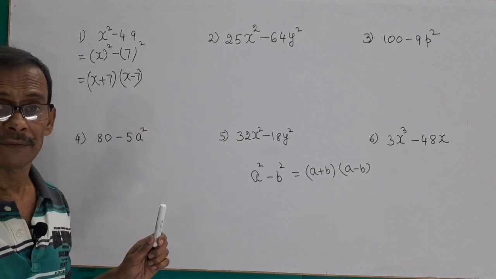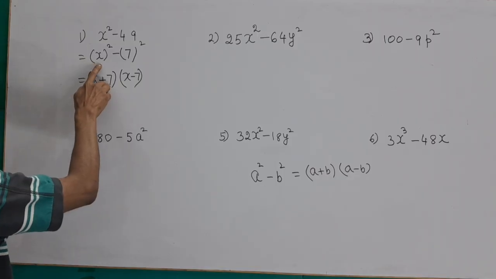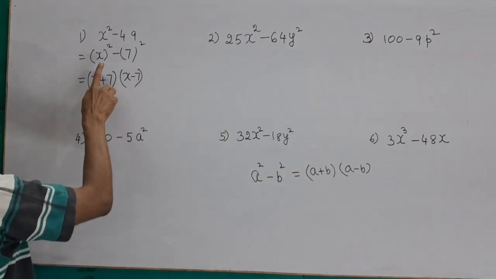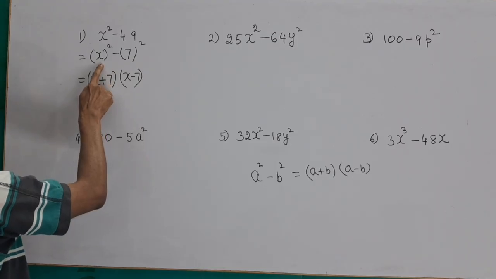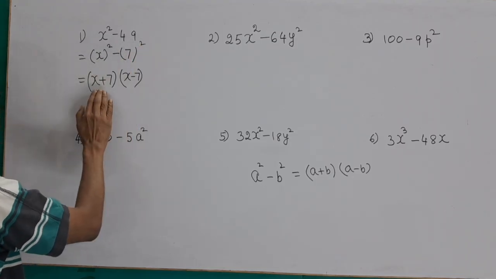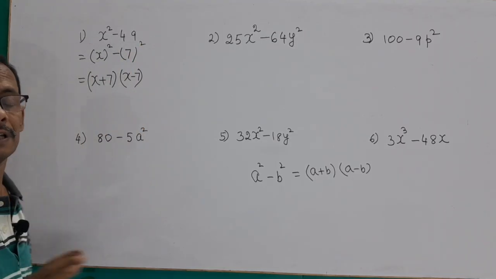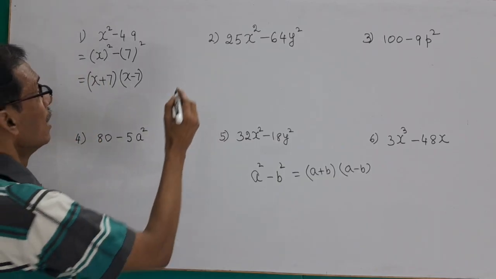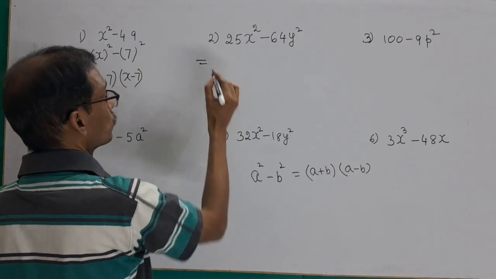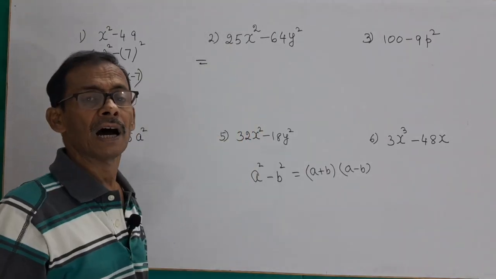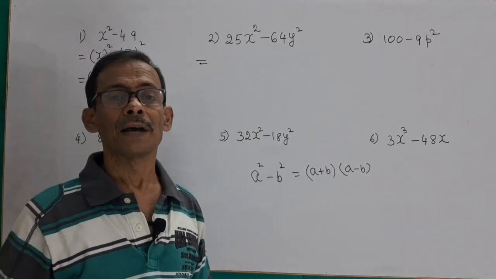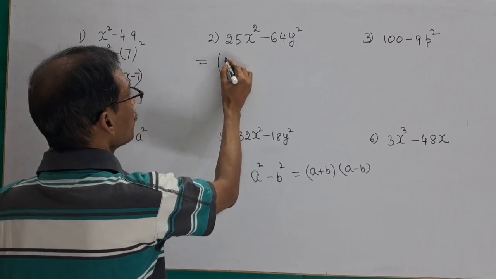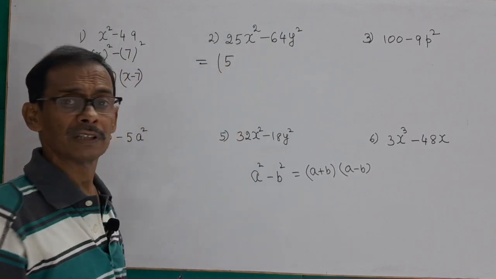Pretty simple. a square minus b square equal to a plus b into a minus b. So, you also did x square minus 7 square equal to x plus 7 into x minus 7. Let's do this. Now it will be very easy for you to understand because 25, I already told, is 5 square. 5 into 5, 25. So it is 5.